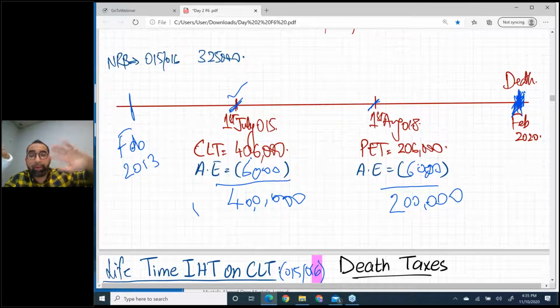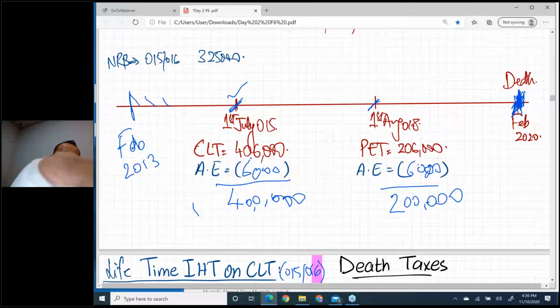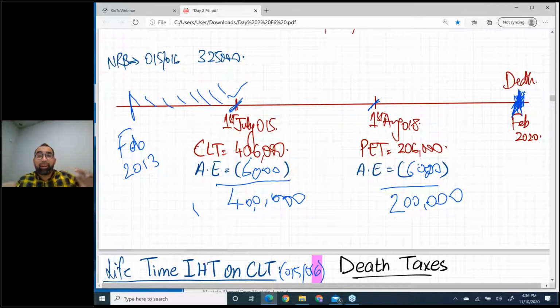Now look at my face, my camera, my fingers. From that point, 7 years back, now you have to walk. You know how to walk? You have to walk left to right. Left to right, left to right. Which gift is coming first? CLT. Left to right is mandatory. Don't forget: you go 7 years back from the date of death, and then you start walking left to right. The first thing that will come is the CLT.